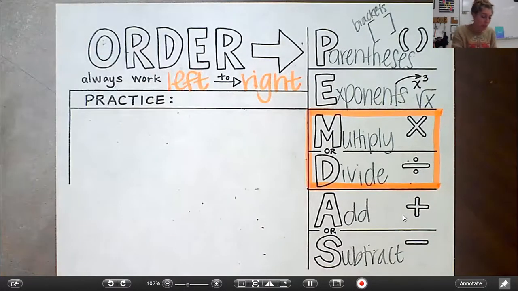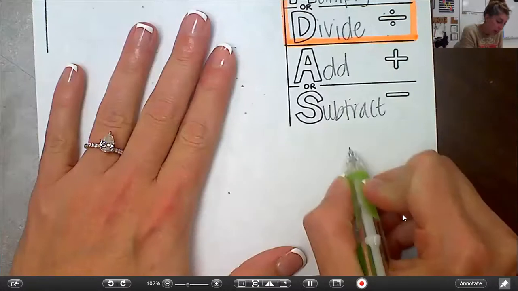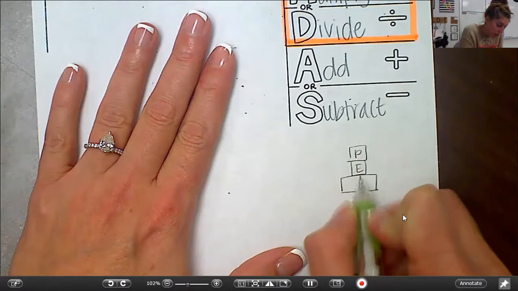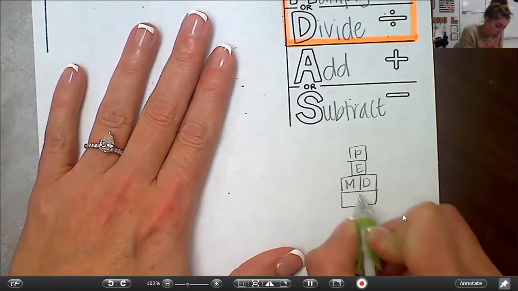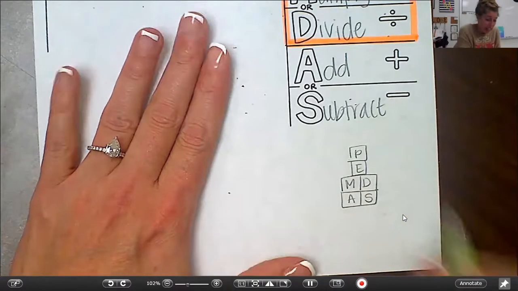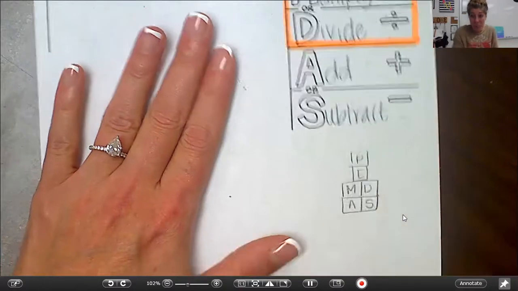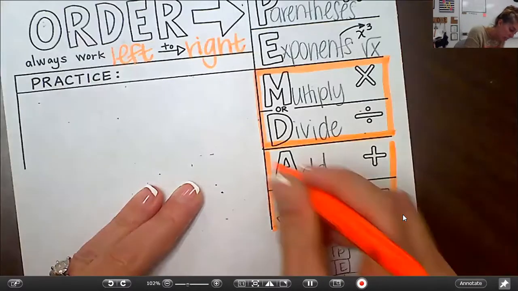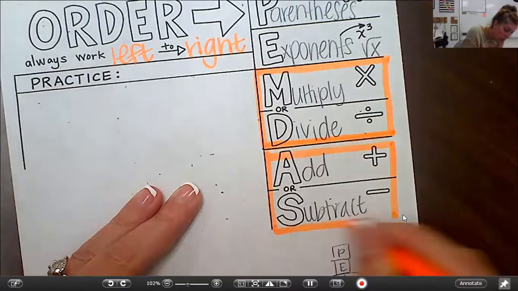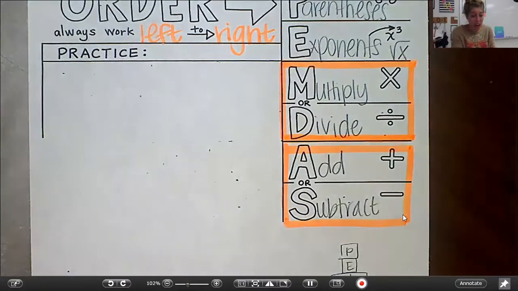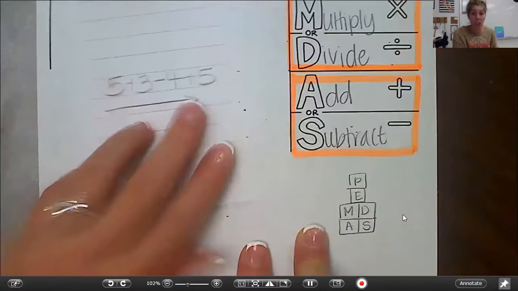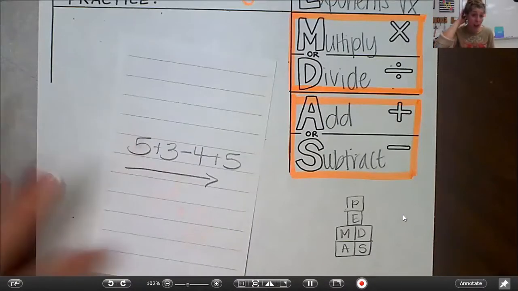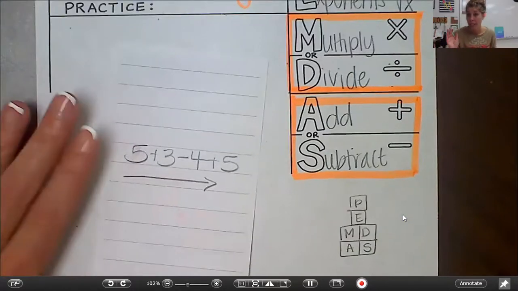I've also seen some teachers write it like this. Please Excuse My Dear Aunt Sally, right? Like these are on the same level. Same with addition and subtraction. I'm going to give them kind of their own box too. Because same situation. If I have addition and subtraction only in the problem, I am going to go left to right. I'm not necessarily going to add first. That's not always the case.